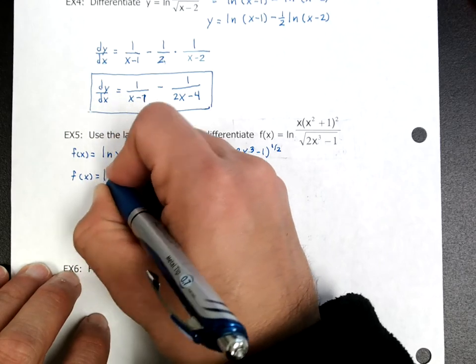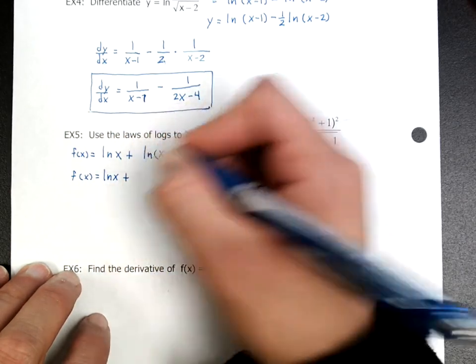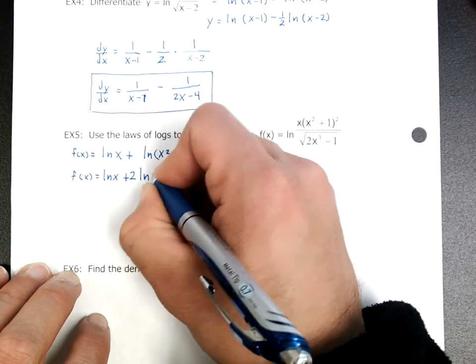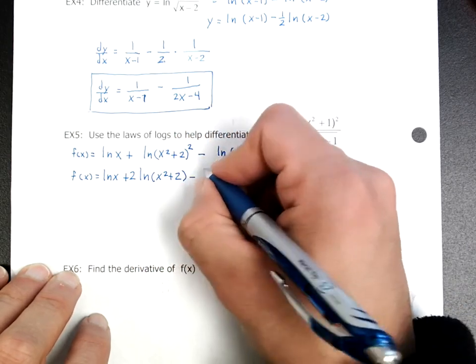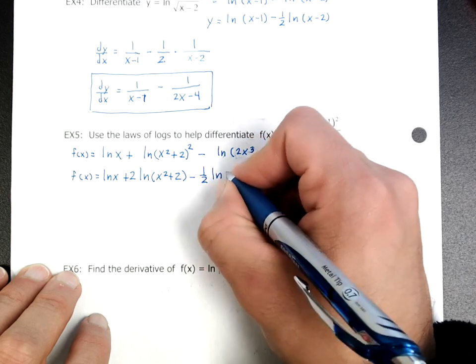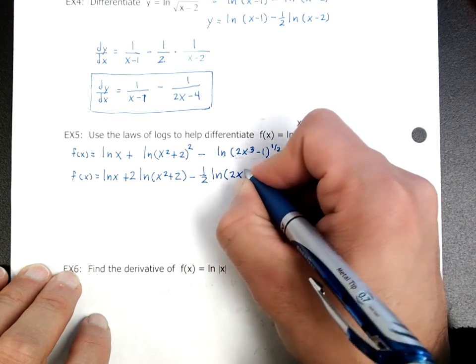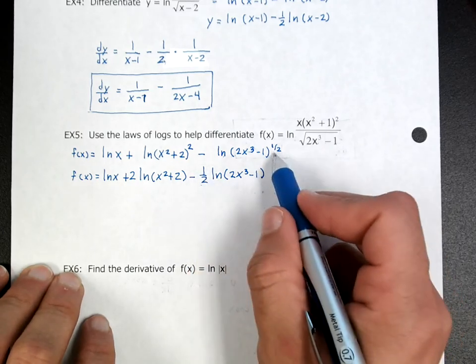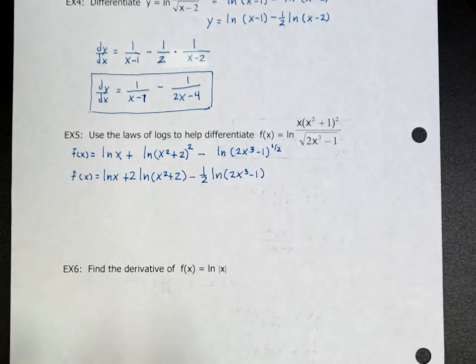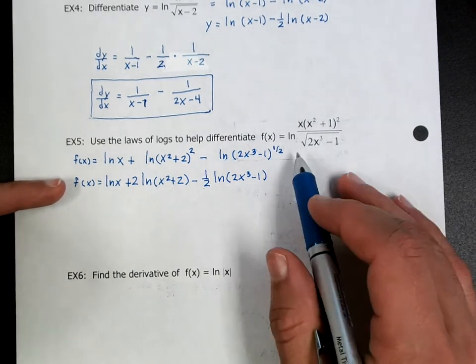So this is f of x. This is the natural log of x plus 2 natural log of x squared plus 2 minus 1/2 natural log of 2x cubed minus 1. Remember that this 1/2 came from bringing that in front. Remember, at this point I have not taken the derivative. This is just me simplifying this right here.